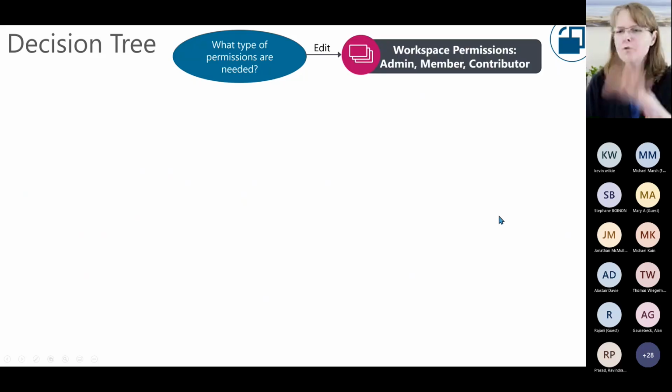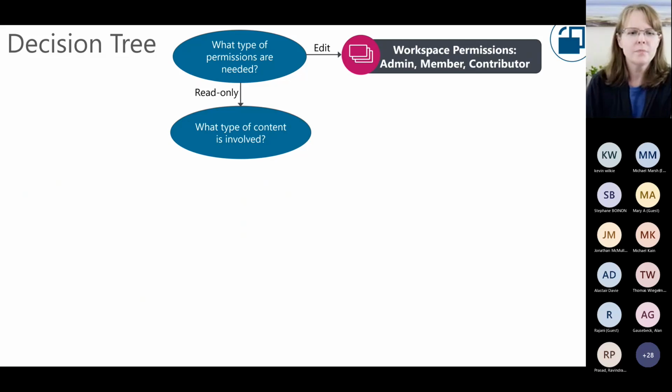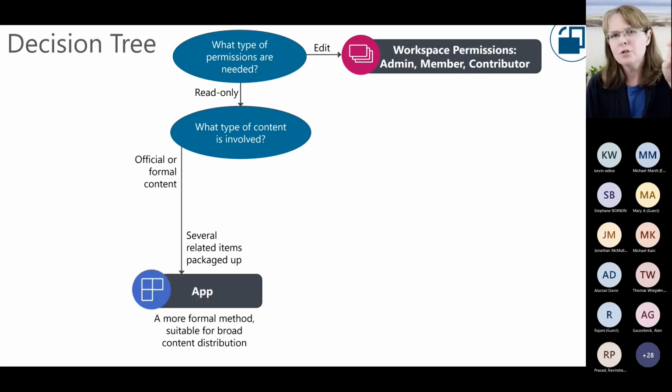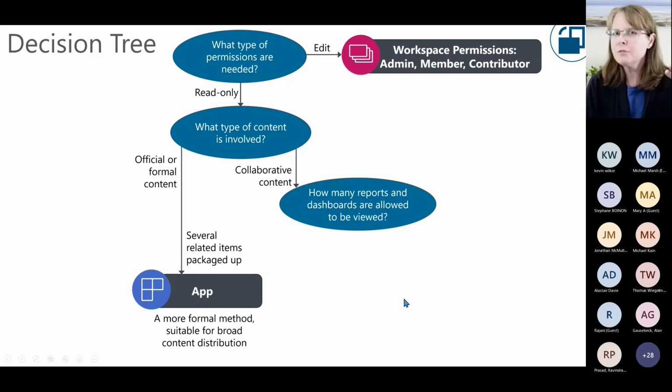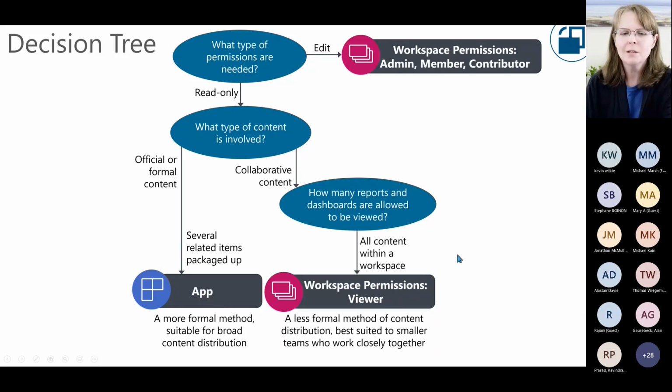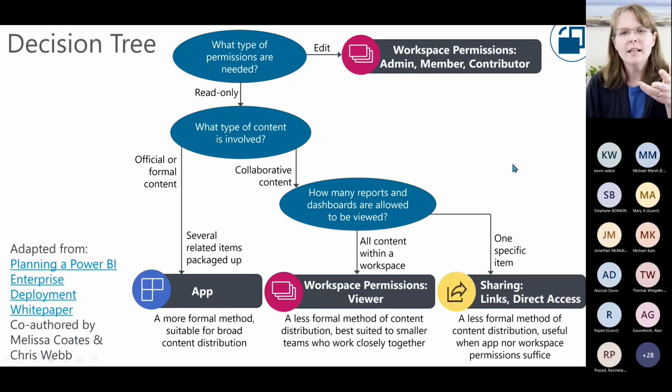This is the decision tree. You've heard this all from me already, essentially, so I'm going to go through this really fast. If we need to edit content, we need workspace permissions. If we have official or formal content, we use an app. If we have collaborative content and they can see everything inside, the workspace viewer. And if they only need to see one specific item, it's a sharing type of thing. So same thing you've heard me say, just a different way to look at it.